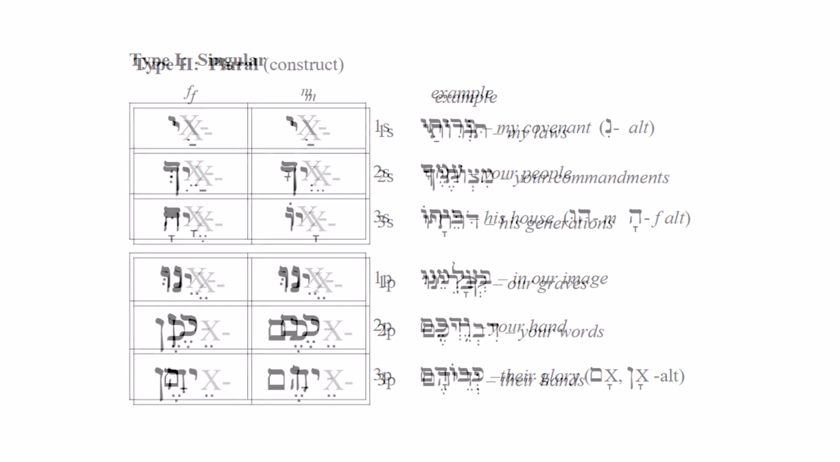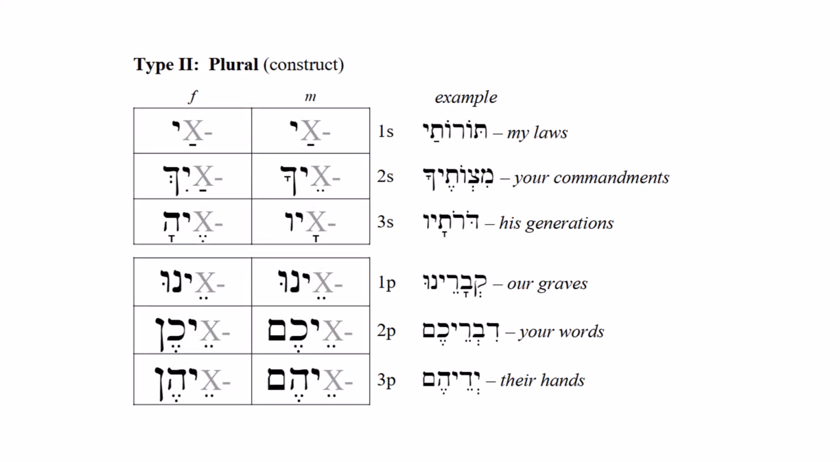Let's take a look at them. These ones are called type 2 suffixes because they're added on plural nouns. As you can see, you have laws, commandments, generations, graves, words, hands. Singular nouns type 1, we had hand. Here we have hands. If you want to say my hands, plural noun, my laws, you're going to add these type 2 suffixes. If you're talking about my law, you're going to use type 1. My laws uses type 2 because the noun is plural. So type 2 has plural suffixes.